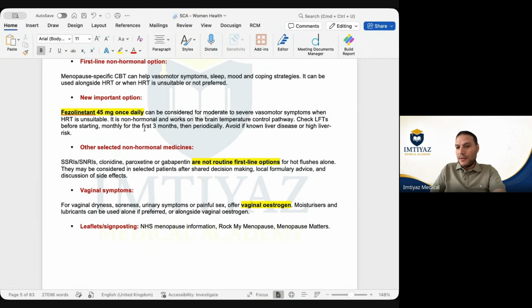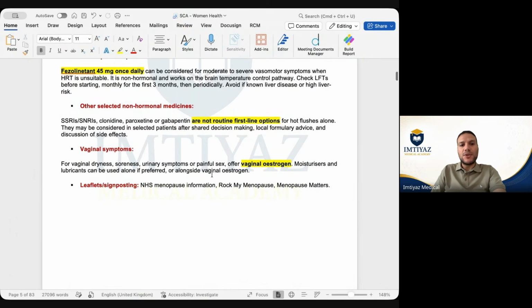As you can see here, the first line is HRT. If not suitable or declined, what is next for vasomotor symptoms? Fezolinetant. If she doesn't want this, what is next? So that is the third one, SSRI or SNRI. SSRI usually like citalopram or sertraline and so on. Vaginal symptoms, definitely vaginal estrogen.